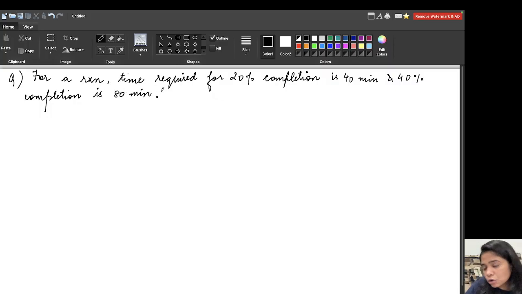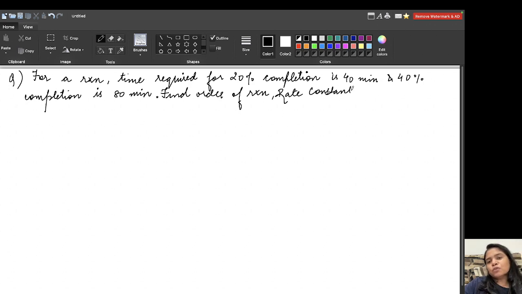Now they have not told us the order, if you think here, right? So what are they telling us here? Find the order of reaction and the rate constant. So whenever questions like these come, you need to follow a particular order. What do you need to do? Do hit and trial method. How do you do hit and trial method?